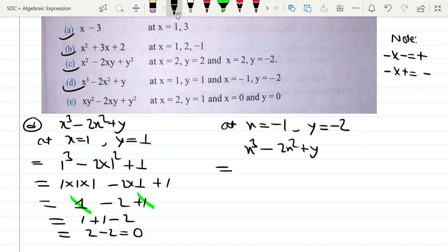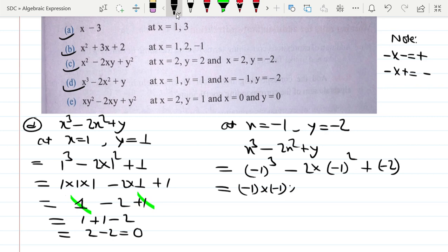So x I am going to replace with minus 1, so cube is there, and minus 2 into x square, I mean minus 1 square, and plus y is minus 2. So here minus 1 cube we see, it means what? We have to multiply 3 times. So minus 1 into minus 1 into minus 1, is it? And then next is minus 2 into minus 1 square.